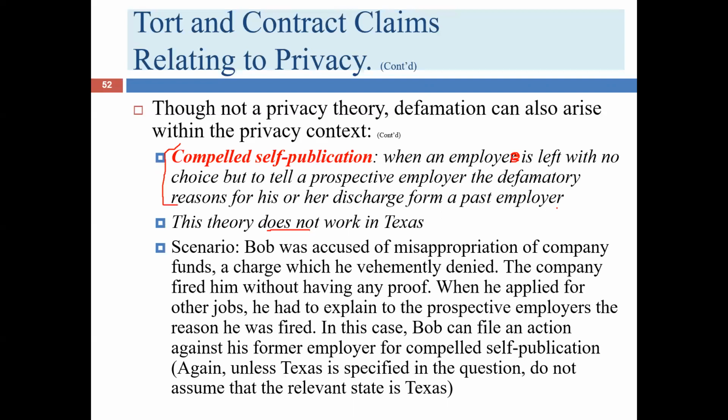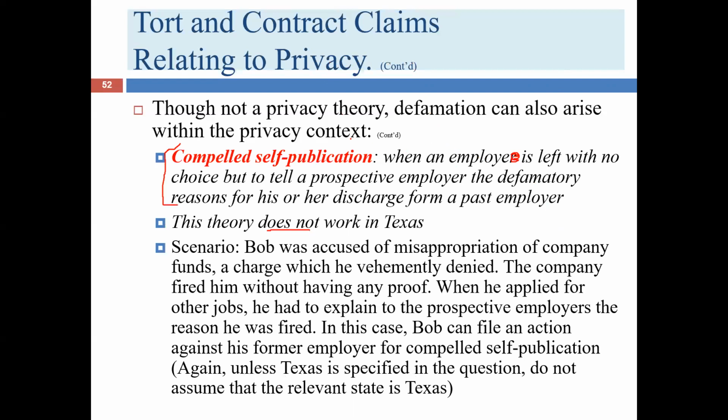And so compelled self-publication, especially when somebody is terminated from a job and then seeks employment with somebody else, can be one way of approaching. Again, don't think it's going to work in Texas. The case law just isn't there for it. The Texas Supreme Court has ruled against it. But again, common law evolves. In 20 years, who knows where the law will be under these circumstances.